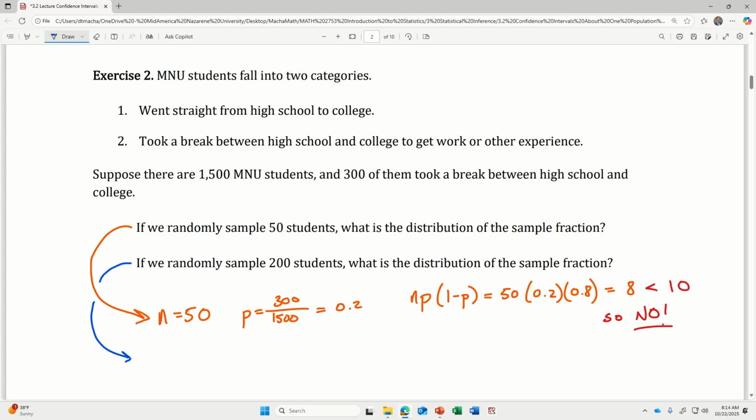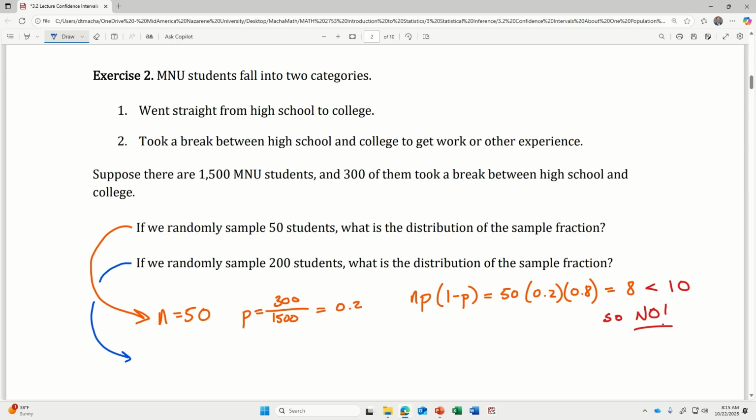So these are the total number of students in the entire population and the number of students in the entire population that took a break between high school and college. But the game here is this. We wouldn't actually know this number. If we knew exactly how many students took a break between high school and college, then there would be no reason to ever take a sample, ask the students if they took a break, calculate a sample fraction, right? It doesn't make sense to try to study something you already know for a fact.